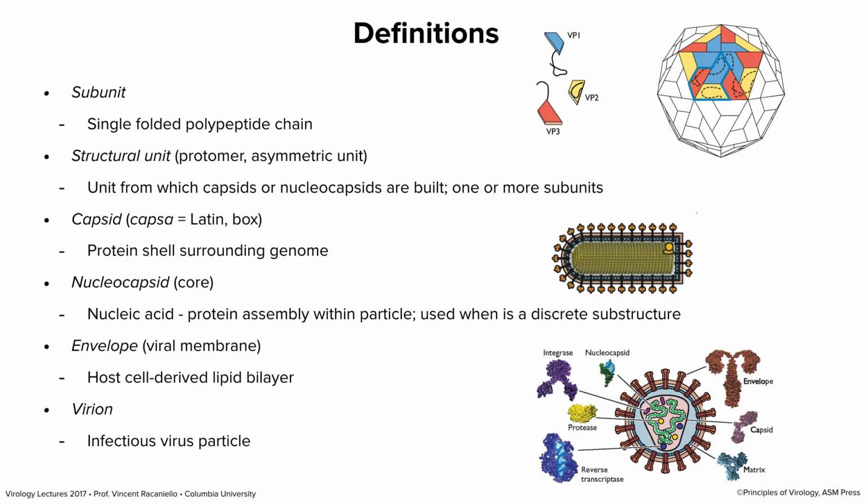And we have envelope, of course, which is a viral membrane in viruses that have it. Not all viruses, again, have an envelope, but some do. And those that do, it's derived from the host cell. So here on this slide we have an example of a bullet-shaped rabies virus with an envelope. And at the lower right is HIV, a retrovirus, where you have an envelope derived from the host cell, and within the envelope is a core composed of viral RNA and proteins. So that's a subassembly. That's a nucleocapsid.